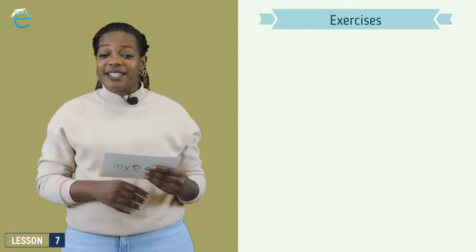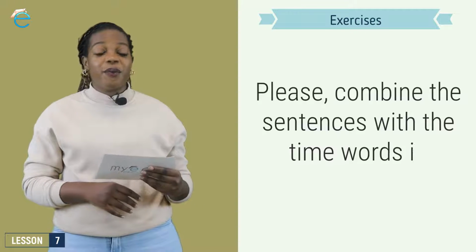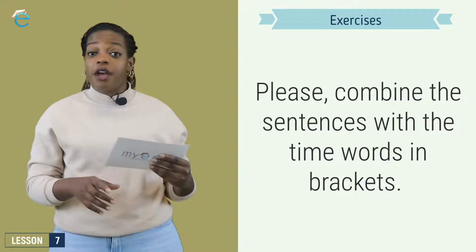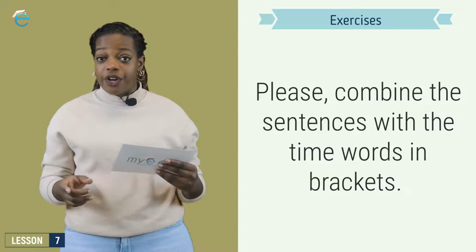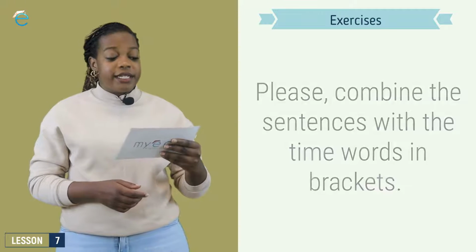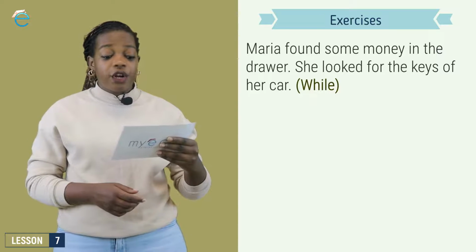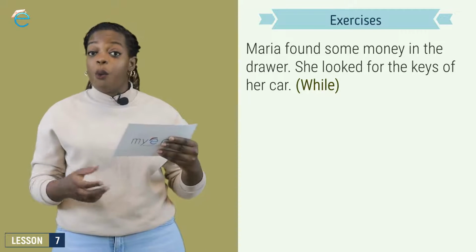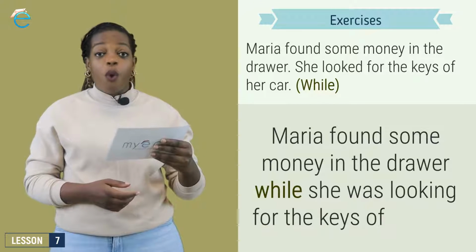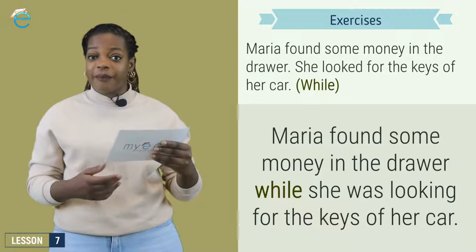Now, let's do an activity together to make sure we all understand. So, we've got some sentences here, and in the brackets we have the combining time word, and we're going to combine the two sentences. Number 1 says, Maria found some money in the drawer. She looked for the keys of her car. While. Maria found some money in the drawer while she was looking for the keys of her car.